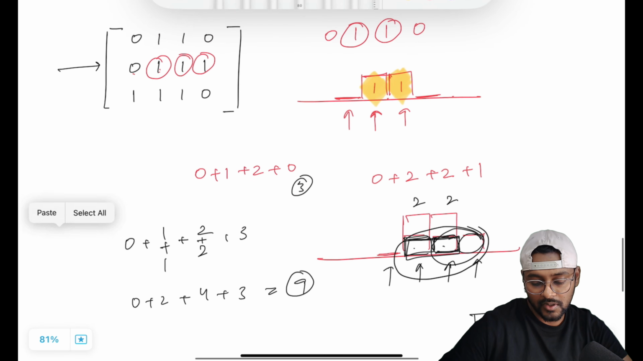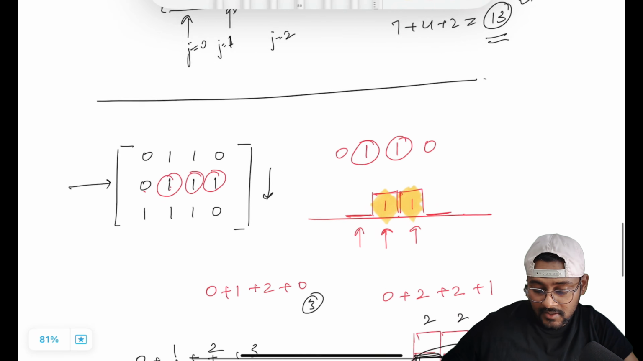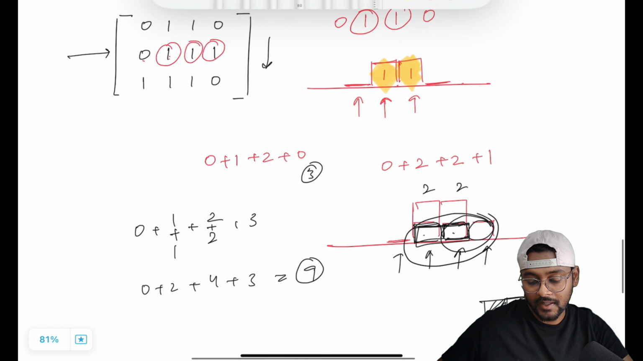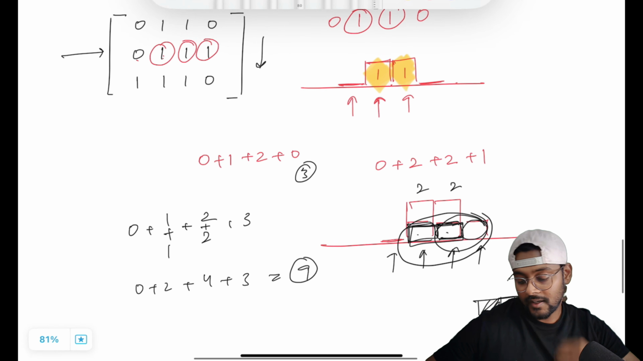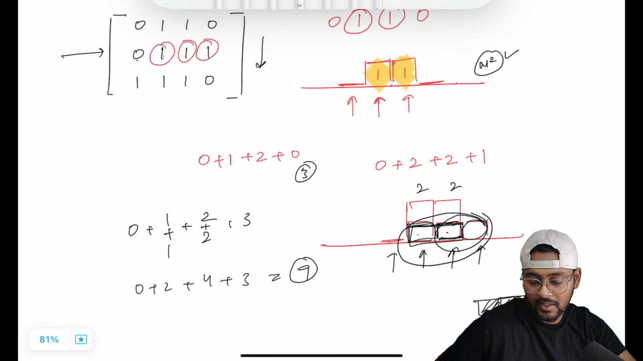You will just keep on doing. So the main part of this question, I think, is counting how many rectangles we can form. For that, what I can do is use order of n square time to find out that value.